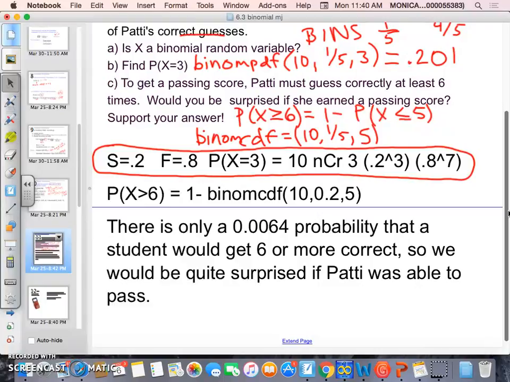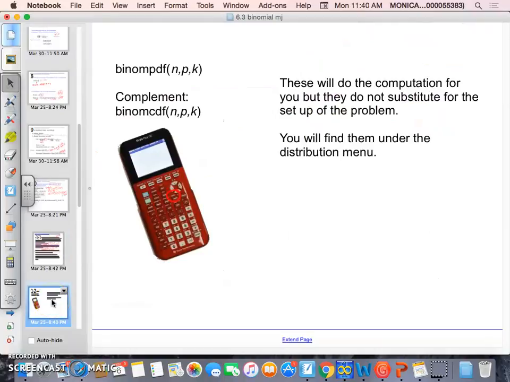So remember that next week, Monday, when you have to take the test for this unit, and see if you can do that. So again, here it is. So you're going to use this if you have an equal, and this if you have an inequality symbol.